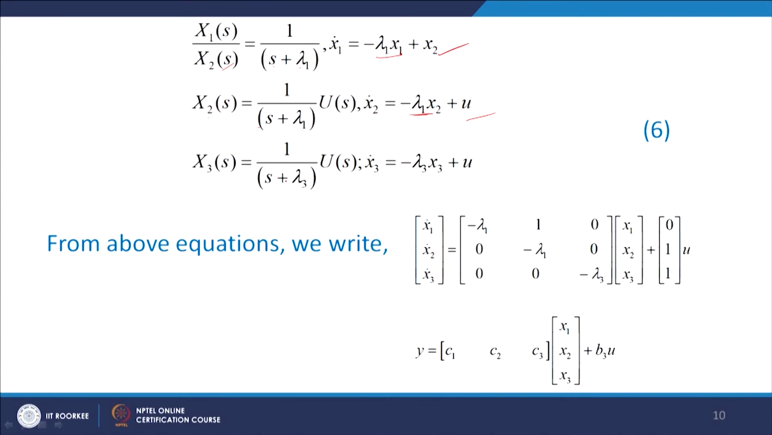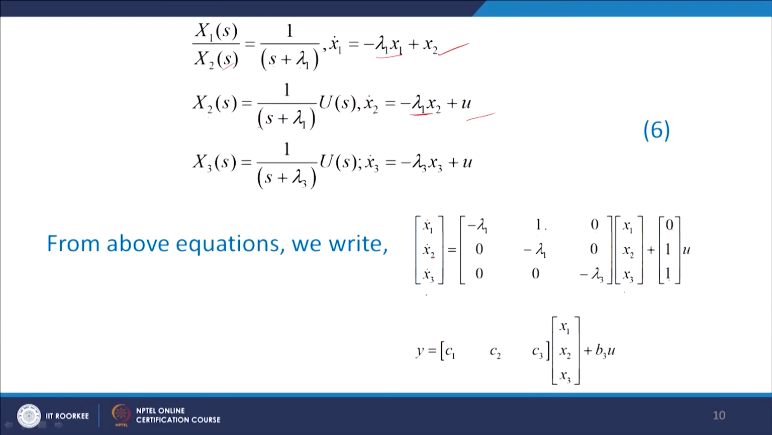Finally, this has been written in a state space model as x1 dot, x2 dot, x3 dot equals the matrix [minus lambda 1, 1, 0; 0, minus lambda 1, 0; 0, 0, minus lambda 3] times x1, x2, x3, plus the input vector, and you see here 0 1 1. In the earlier discussion I told that the zero appears here in the diagonal canonical form, but in case of the Jordan canonical form, instead of 0 here comes 1, and this particular block is called the Jordan block.